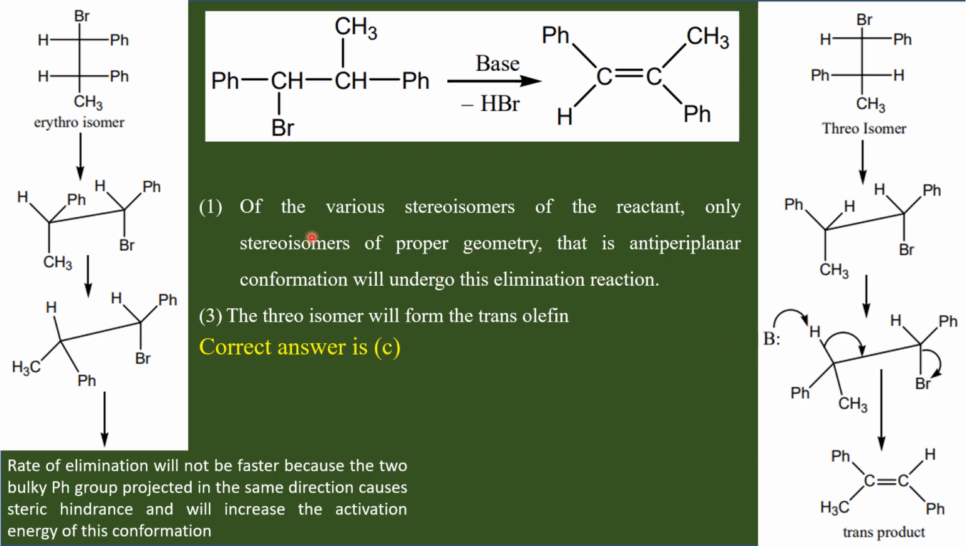So the first statement given was that of the various stereoisomers of the reactant, only the stereoisomers of the proper geometry, that is anti-periplanar conformation, will undergo elimination. The hydrogen and bromine should be anti-periplanar. That's the correct statement. And it is the threo isomer that reacts faster to form the trans olefin. So these two statements are correct. The correct choice is C.